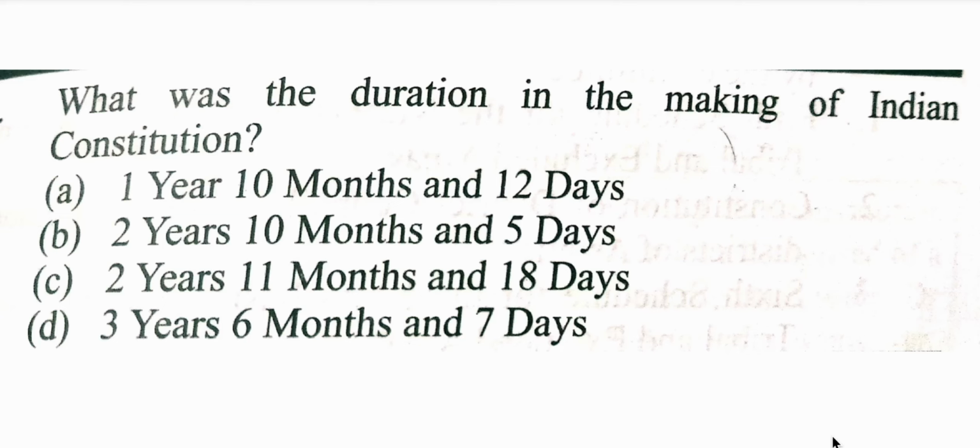In this video, let's start Polity MCQs. The first question is, what was the duration in the making of Indian Constitution? Option A, 1 year, 10 months and 12 days. B, 2 years, 10 months and 85 days. Option C, 2 years, 11 months and 18 days. Option D, 3 years, 6 months and 7 days. So the correct answer is option C. It took 2 years, 11 months and 18 days in the making of the constitution. Option C is the correct answer.